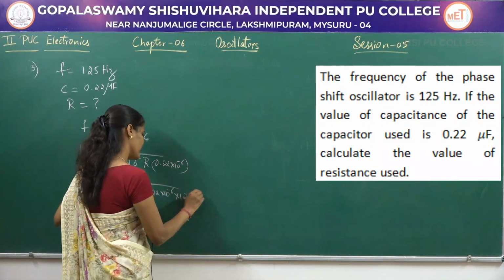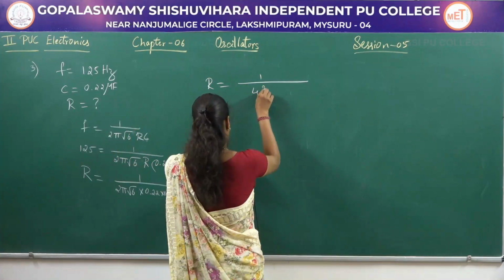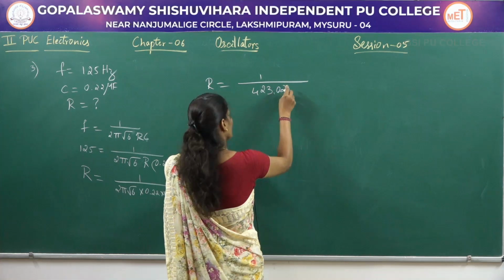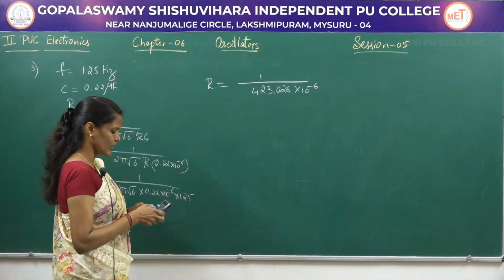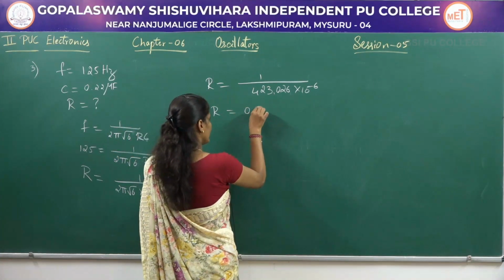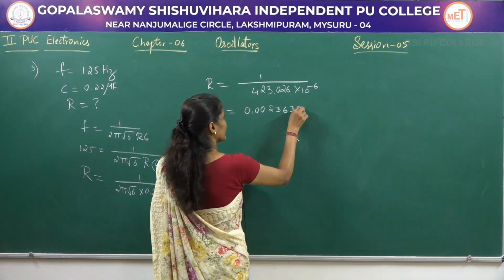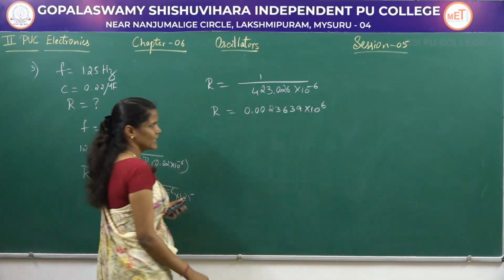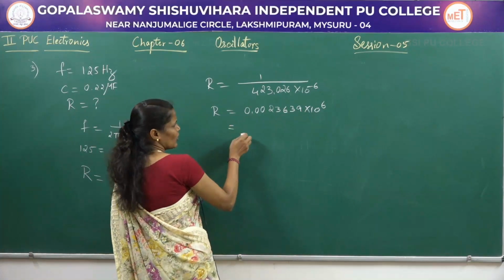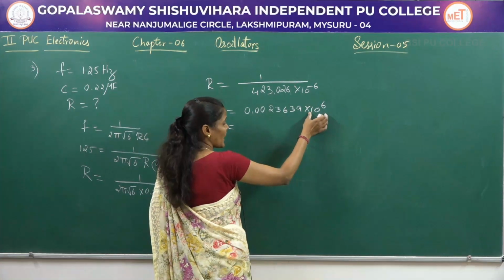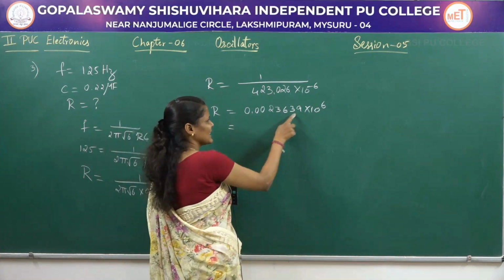the frequency value is 125. So R will be equal to 1 divided by 423.026 into 10 to the power of minus 6. So 1 divided by this answer gives me R is equal to 0.0023639 into 10 to the power of plus 6. 10 to the power of minus 6 is in the denominator; when it goes to the numerator, it becomes 10 to the power of plus 6. So instead of keeping it in mega ohms, that is 10 to the power of 6, which is nothing but mega, this is a very small value.